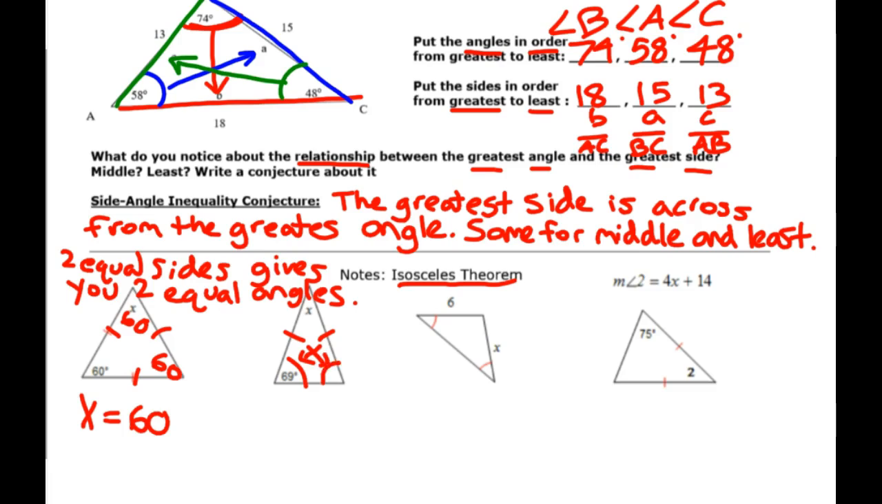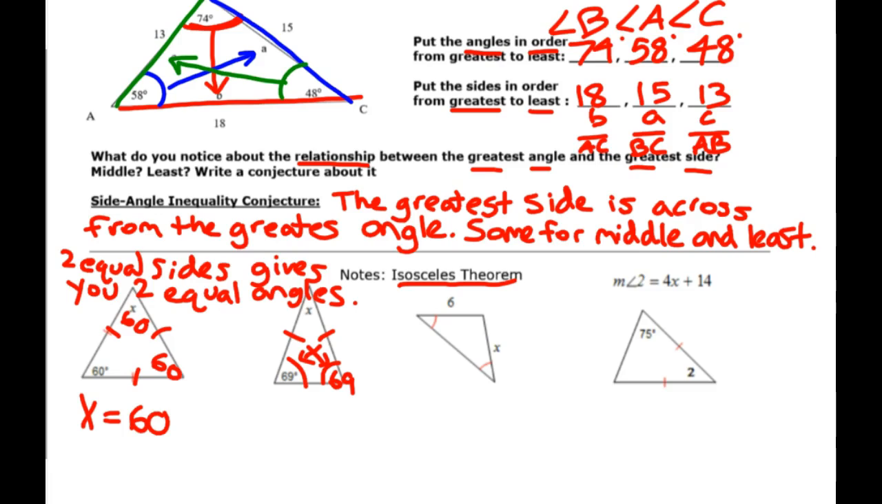So if this angle on the left is 69 degrees, guess what the one on the right is? 69 degrees. Do you see how that works? If you know it's isosceles, then you know those two base angles are equal. They're the same. Now, how do I figure out x if I know two of the angles are 69?